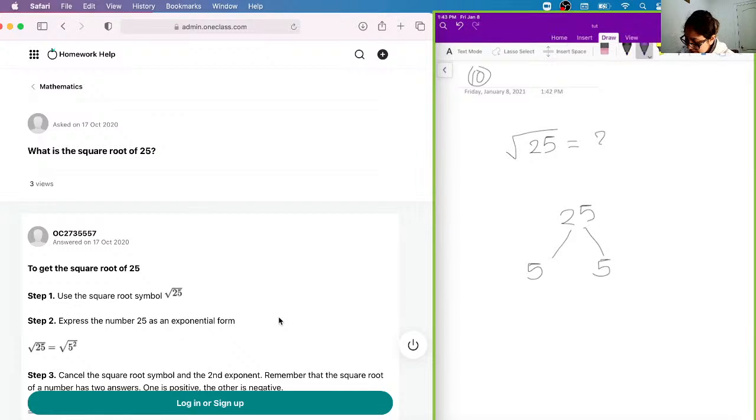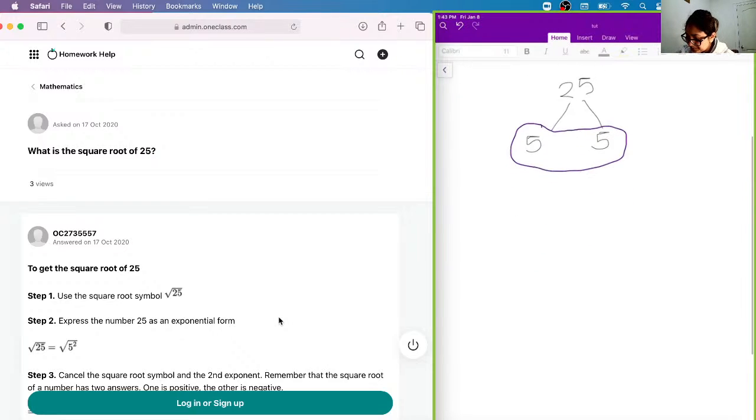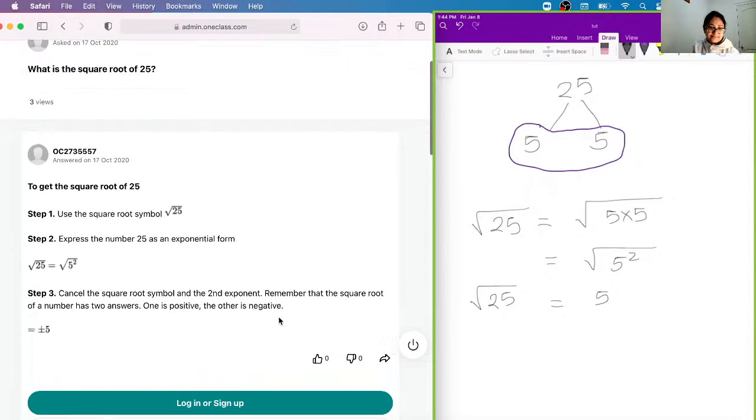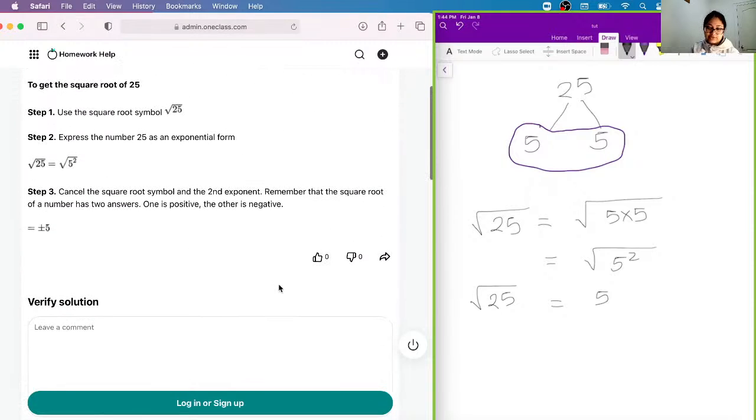What we're going to do is take these two 5s and express this under a square root. So you basically get the square root of 25 is equal to the square root of 5 squared. And so the square and square root would cancel out because they are inverses. And you basically get that the square root of 25 is, yes, plus or minus 5.